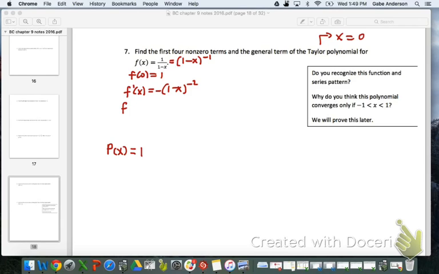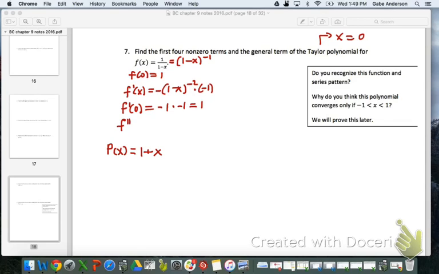All right, so that means that f prime of 0 is equal to negative 1. Except we forgot the chain rule. Sorry about that. So times, should have a times negative 1 right here. So times negative 1, of course, we just get 1. So our second term is plus x, 1x.